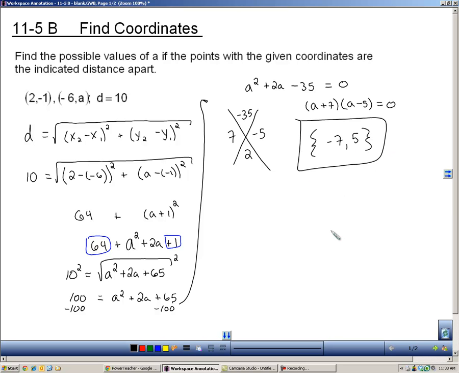Now what does that mean? That means those two values can be plugged in for my a here to give me points or ordered pairs that are 10 units away from this first one.